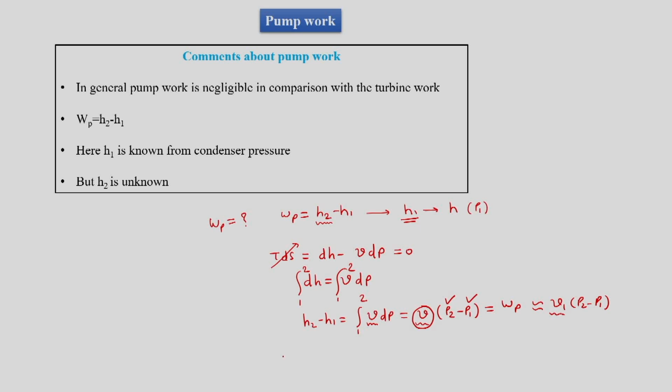This can be v2 as well, since it is not changing much in the process of pumping. So we can take any specific volume, which is a saturated liquid specific volume, and then we should know only delta P, and then we can find out the pump work.